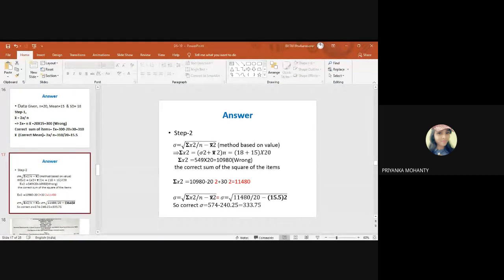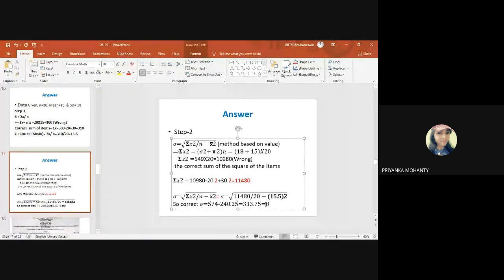Sir, I have a doubt. Shouldn't the root of 330.75 be taken? Yes, sorry. How much is it? 18.2. Yes, sir, 18.2.